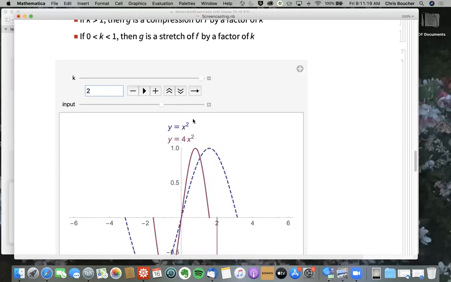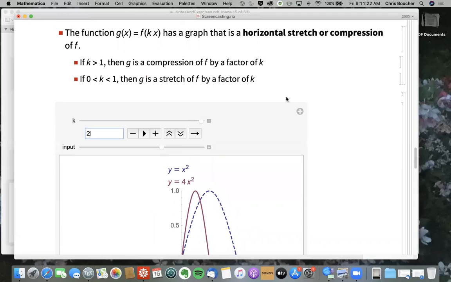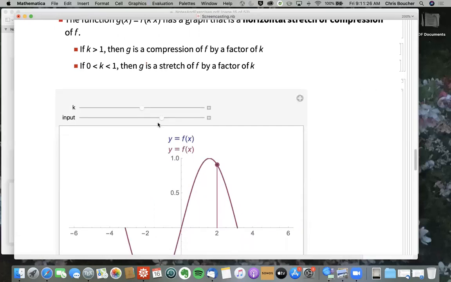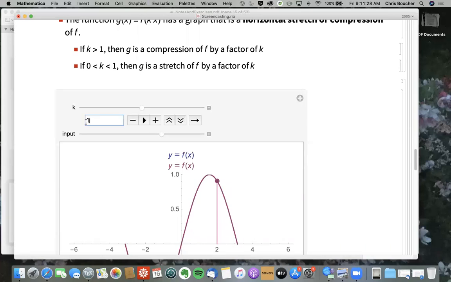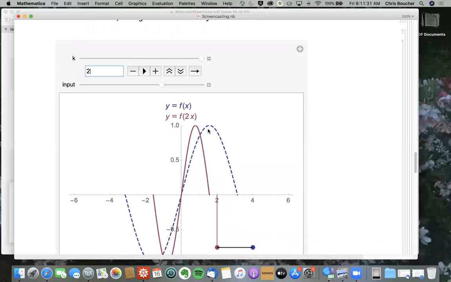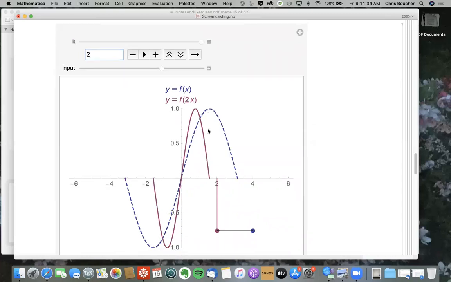So the labels here again are off. I thought I had, oh, you know what we can do? I think this will fix it. There we go. And again, let's take k equals 2.